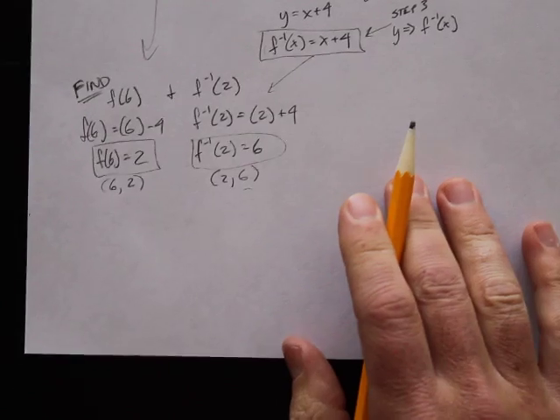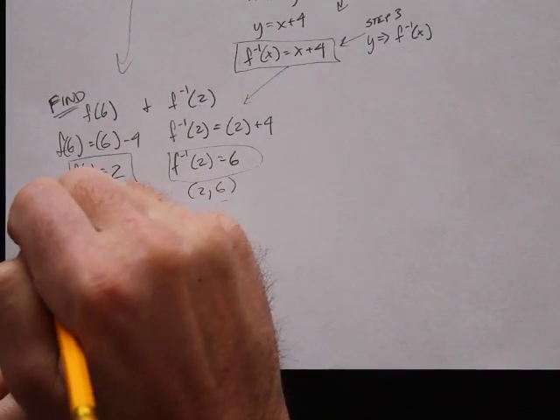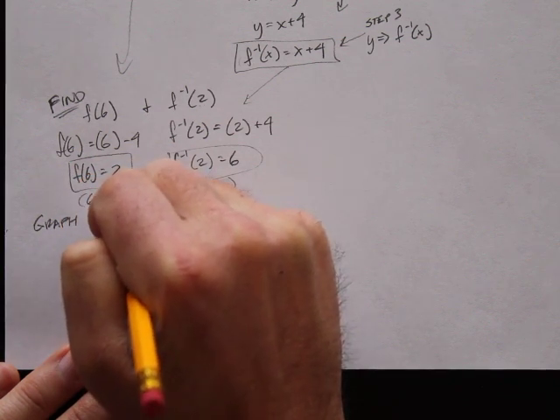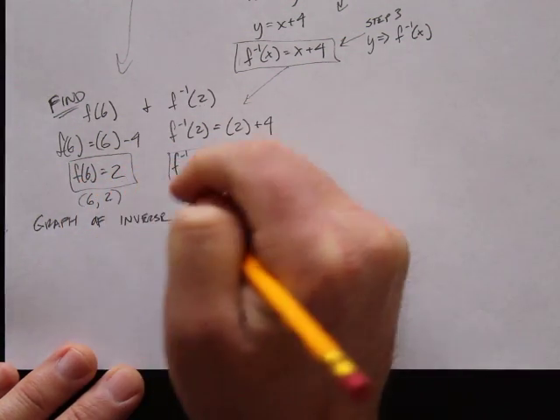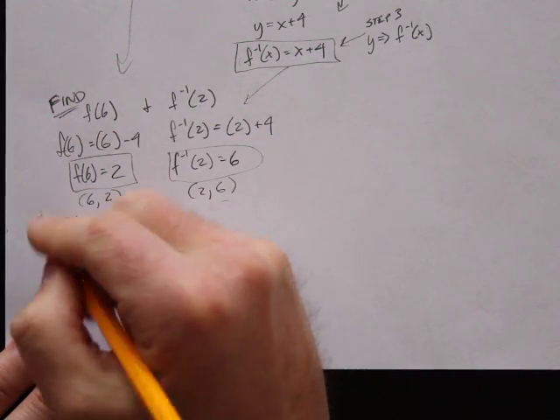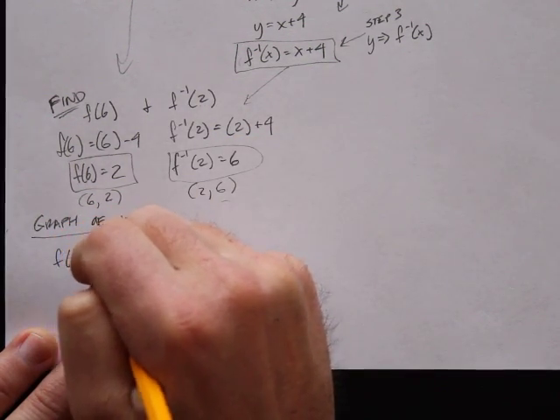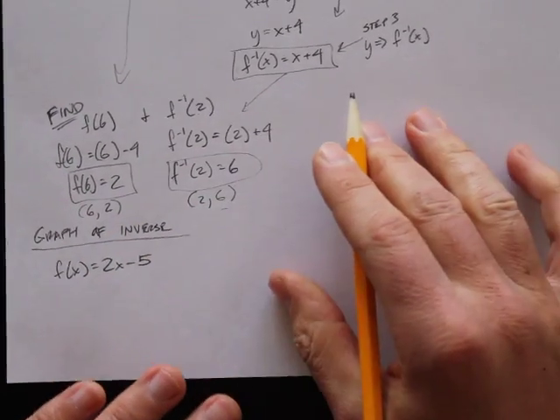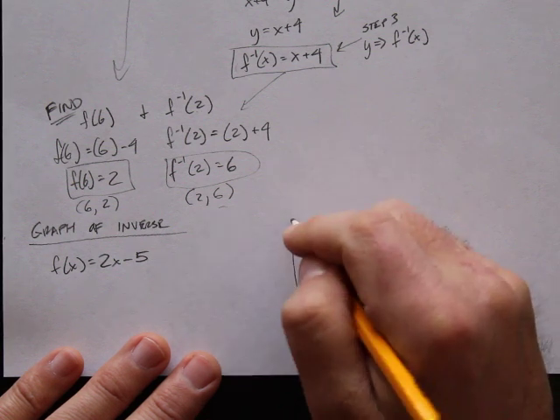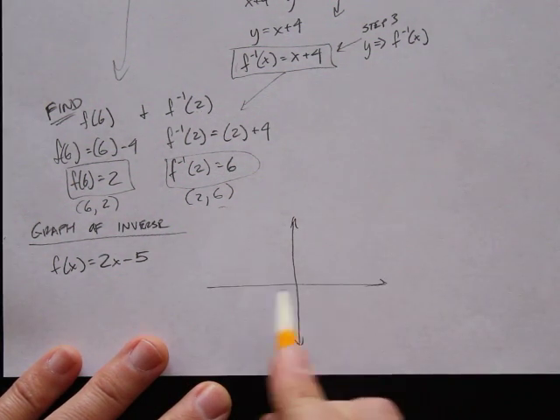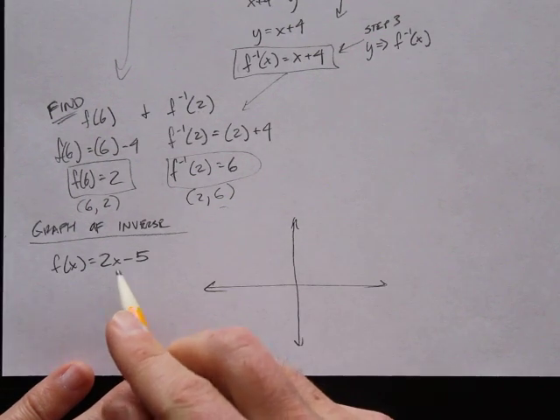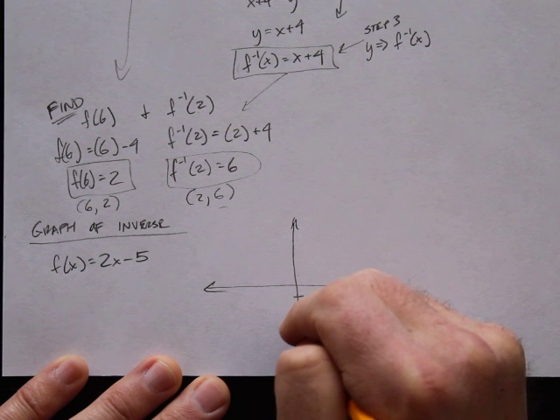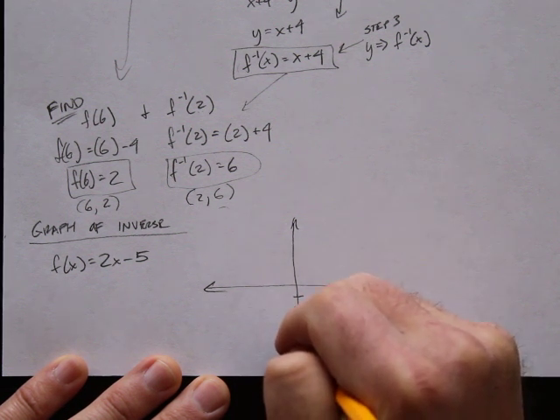All right, let's graph an inverse. Graph of inverse. So I've got f of x equals 2x minus 5. So let's graph this first. If I'm going to graph this, I use my y-intercept first. I go down 5. 1, 2, 3, 4, 5. Put a point right there.